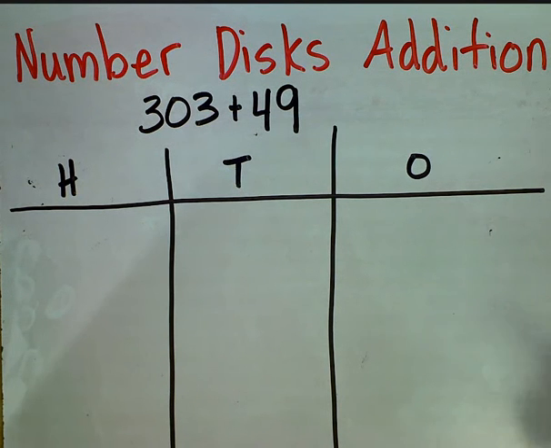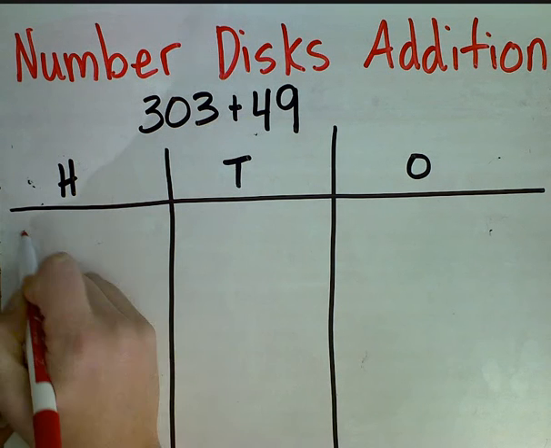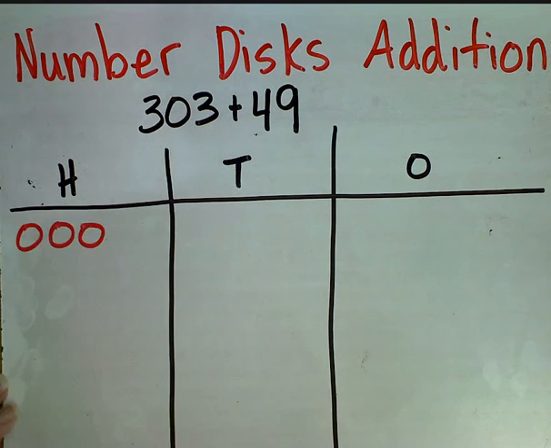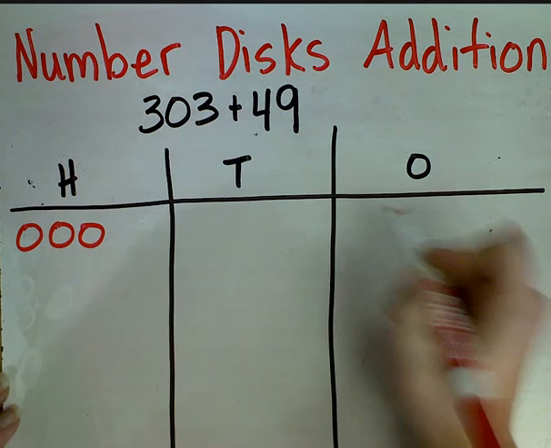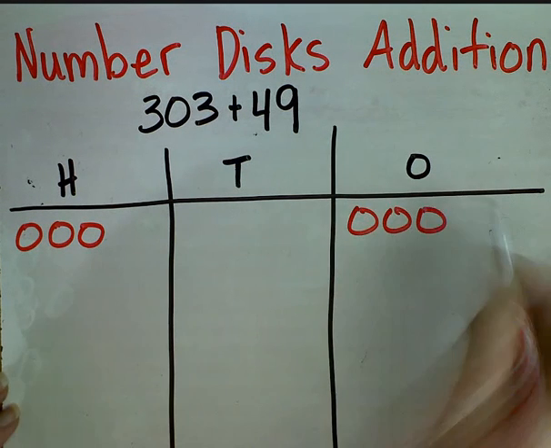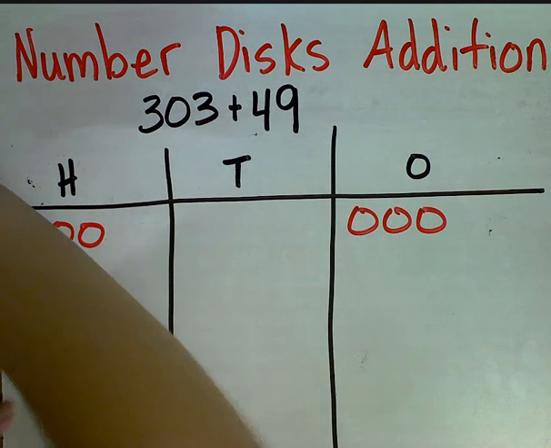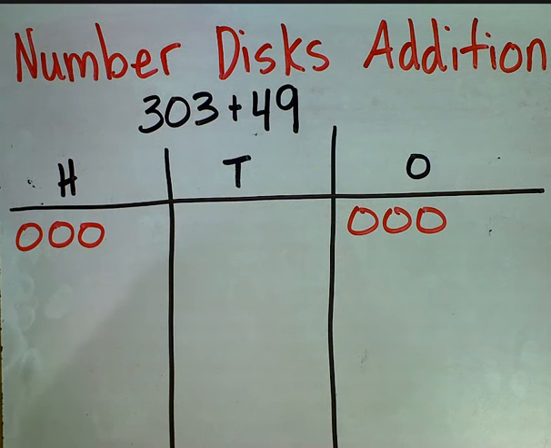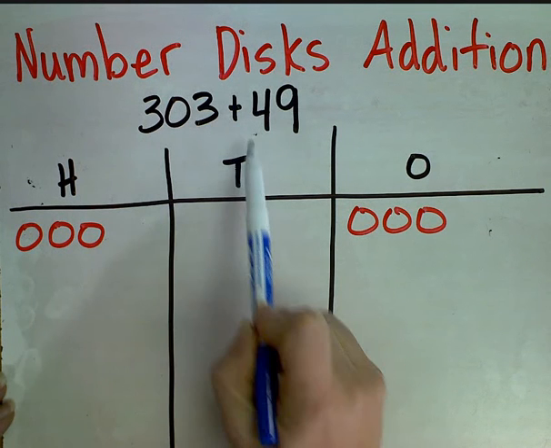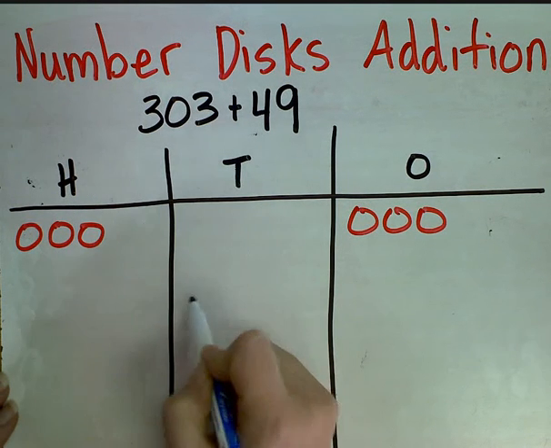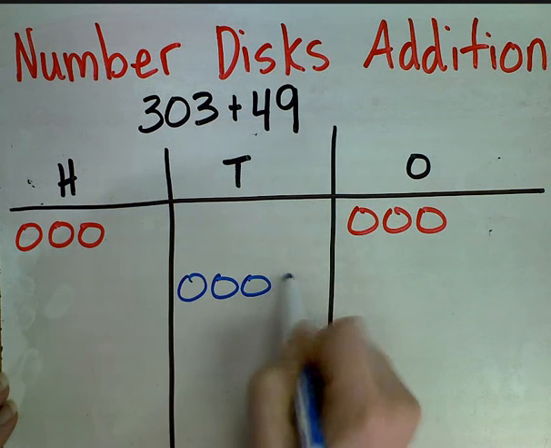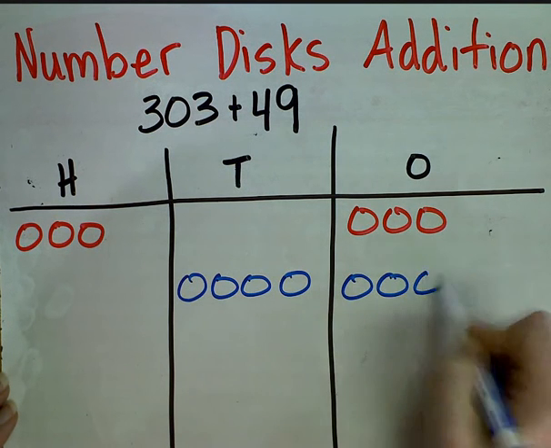So let's begin. Our first number is 303. So I'm going to start with making 3 hundreds. I have 0 tens and 3 ones. Now with adding, we're going to be able just to add those extra number discs on. So now I have 49, which is 0 hundreds, 4 tens, and 9 ones.